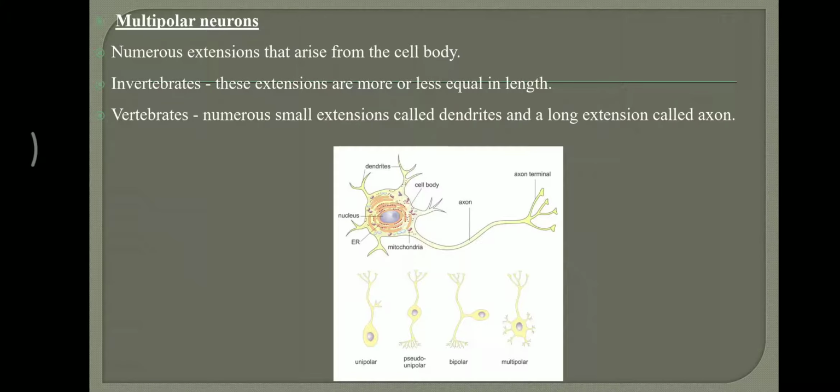So today we discussed unipolar neuron, bipolar neuron, and the third one is multipolar neuron. Multipolar neuron means numerous extensions that arise from the cell body. Okay, so in the case of multipolar neuron, we can see more than 2 extensions arising from the cell body.